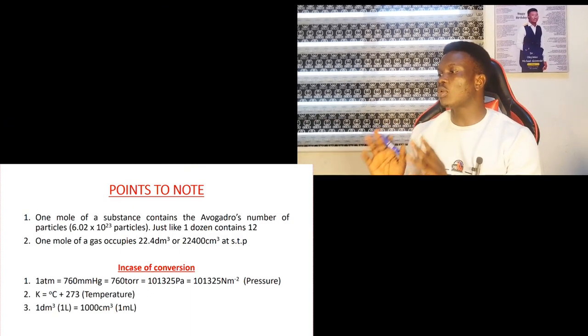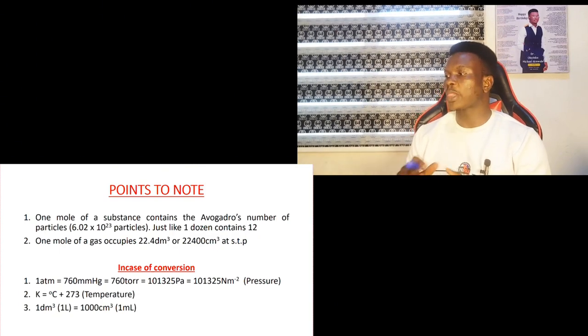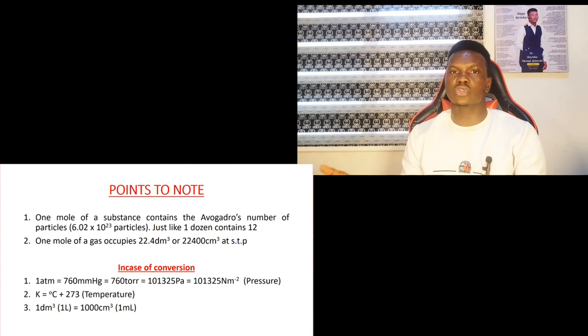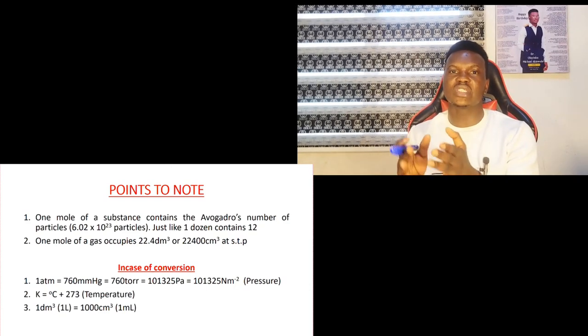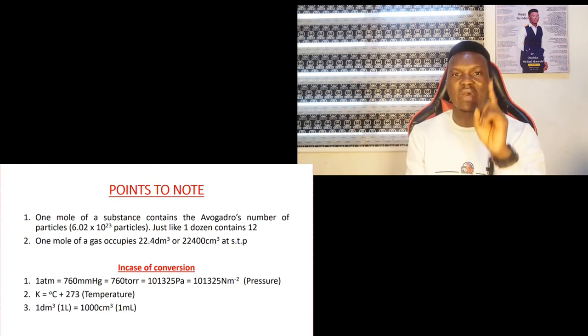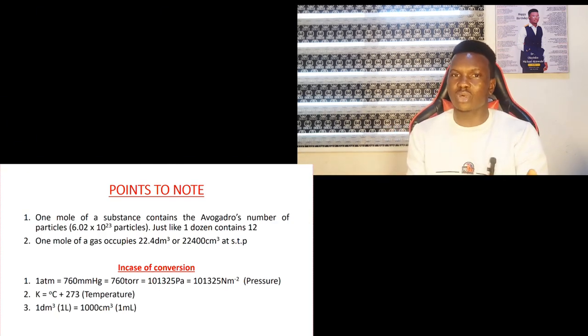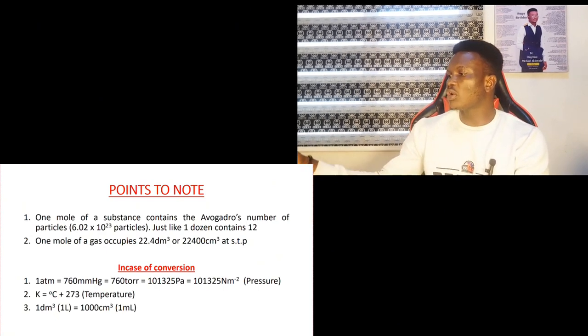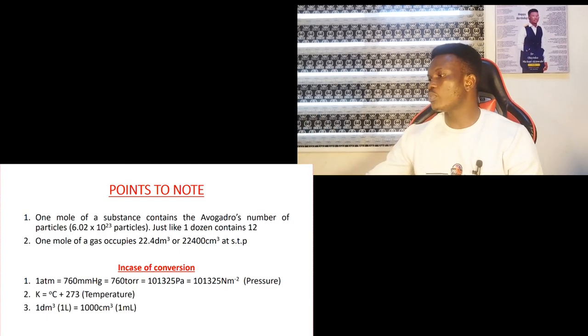You need to know that 1 mole of a substance contains what we call the Avogadro's number of particles. Just like when you say 1 dozen contains 12. If I say 1 mole, it means that I have 6.02 times 10 raised to the power 23 of that thing. If I say 1 dozen, it means I have 12. You get? That's what that part is talking about. Just know that for now. All of these are just some important conversions that you need to know, but that's not a problem.